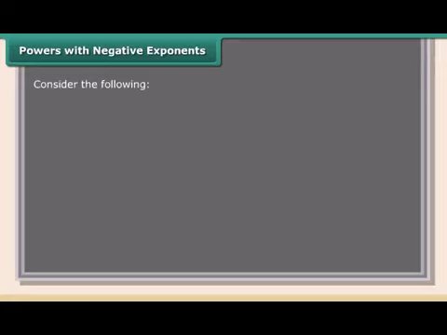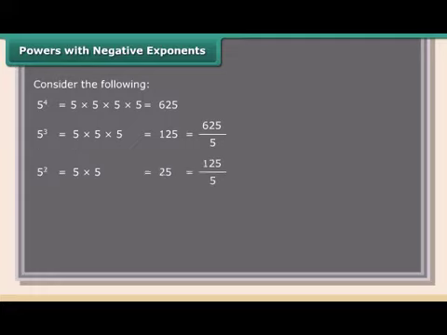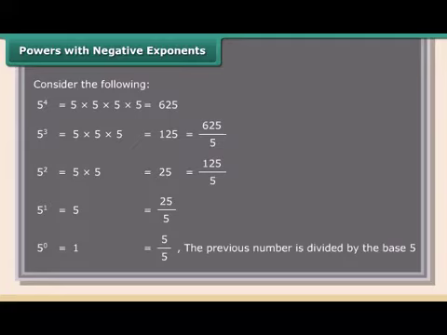Consider the following. 5^4 = 5 × 5 × 5 × 5 = 625. 5^3 = 5 × 5 × 5 = 125, which is equal to 625 upon 5. 5^2 = 5 × 5 = 25 = 125 upon 5. 5^1 = 5, which equals 25 upon 5. 5^0 = 1, which equals 5 upon 5.